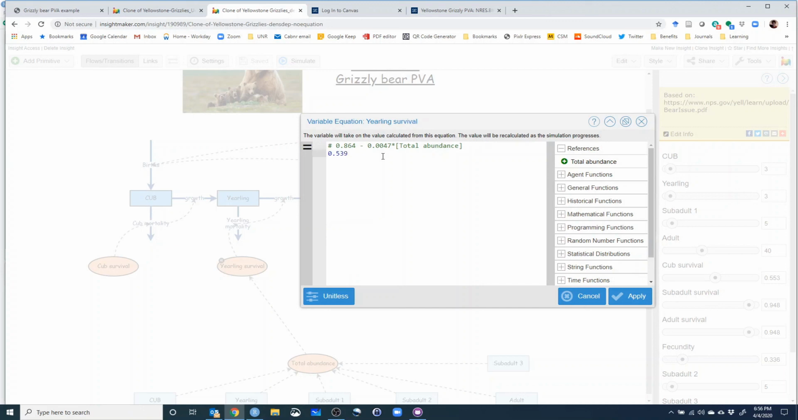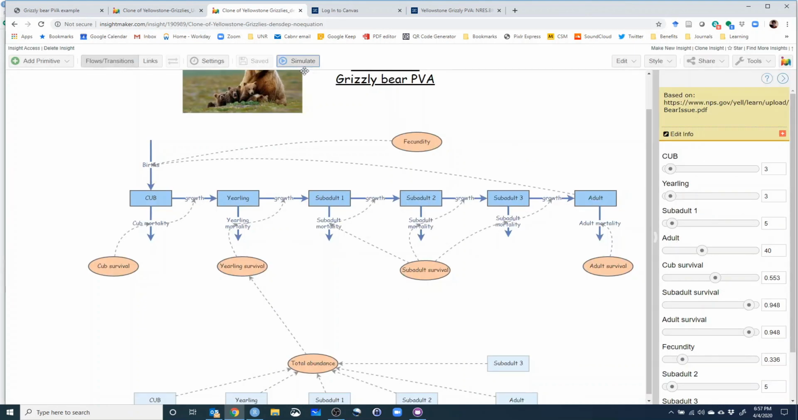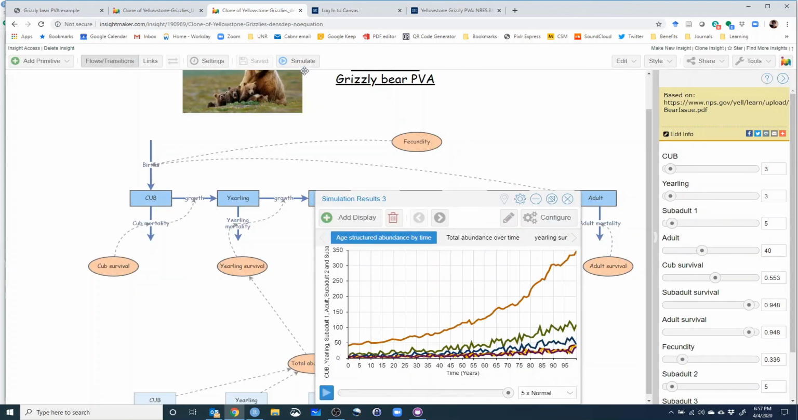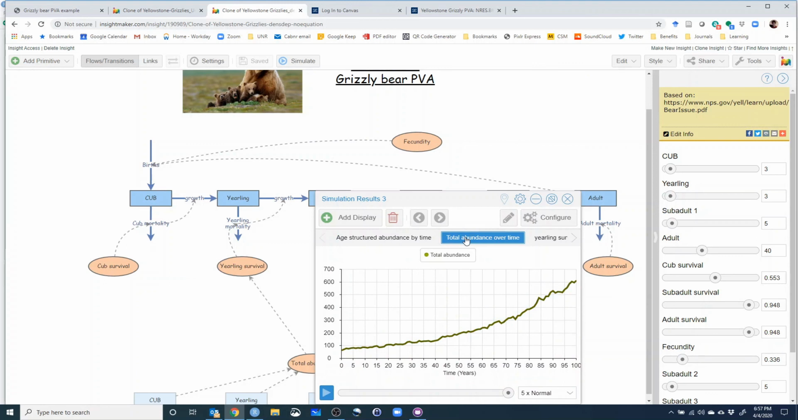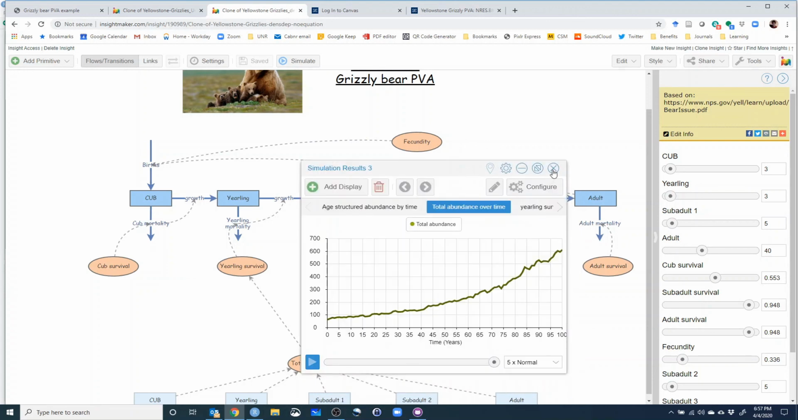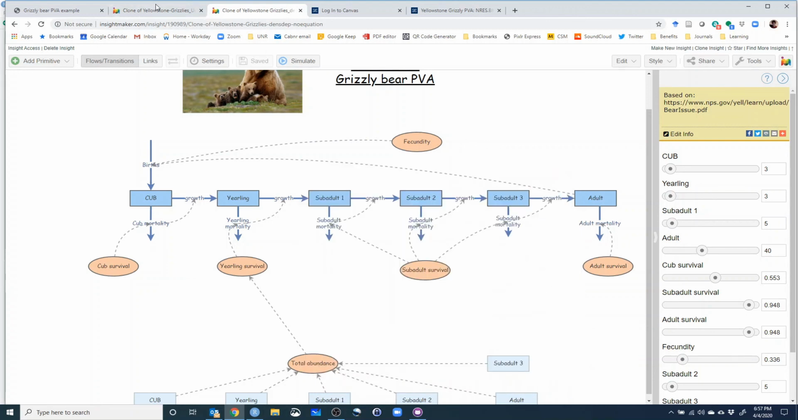0.539 here, which was the value of yearling survival during the higher density period, and we can run it that way. That runs a density-independent model, and you can see that the model ends up getting really high values, total abundance near 600 in this random run that I just ran. So you can go back and forth between the density-dependent and the density-independent model this way.